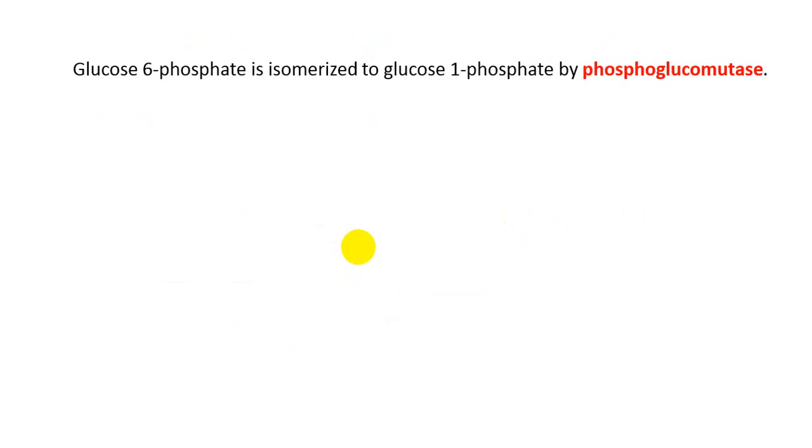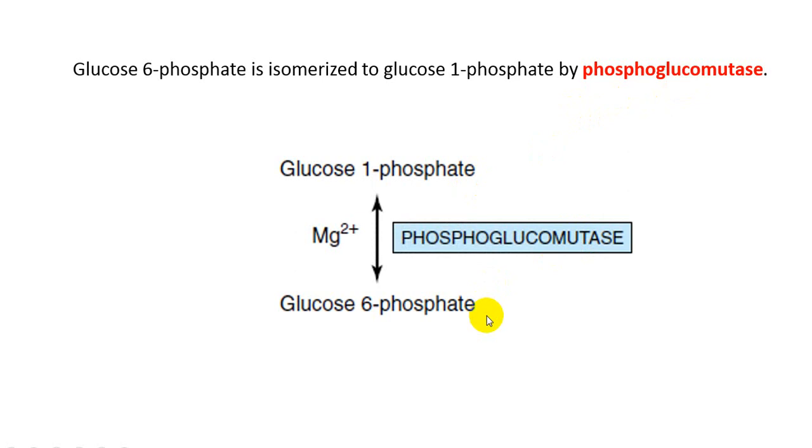Now we've got glucose 6-phosphate. This glucose 6-phosphate is isomerized to glucose 1-phosphate by the enzyme called phosphoglucomutase. In the presence of phosphoglucomutase and the same coenzyme, the phosphate group is transferred from carbon number 6 to carbon number 1. This is the second step in glycogen synthesis. We need phosphoglucomutase for the isomerization, just to transfer the phosphate group from carbon number 6 to carbon number 1.